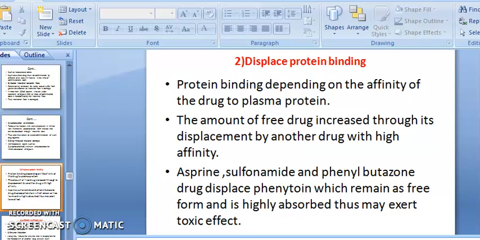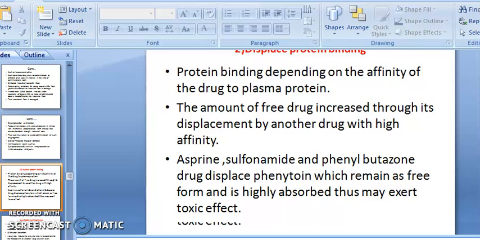When you are combining such a type of combination, there is a problem with phenytoin, which remains in the free form, and that free form will have a toxic effect, because protein binding will not take place in an appropriate manner.